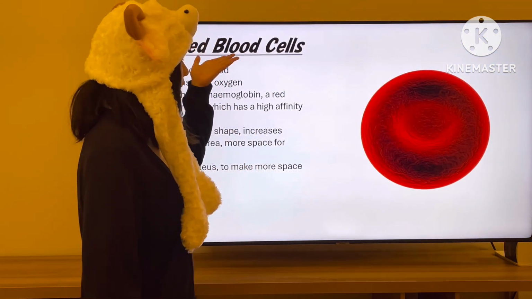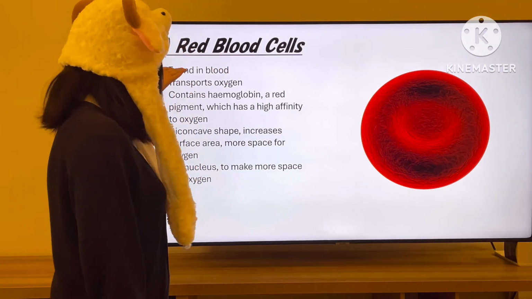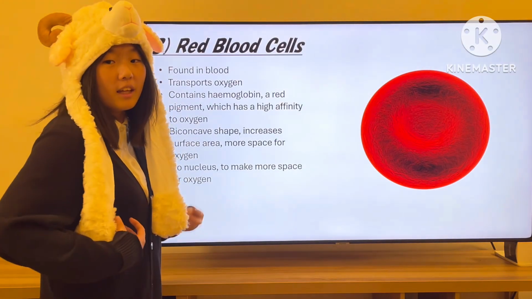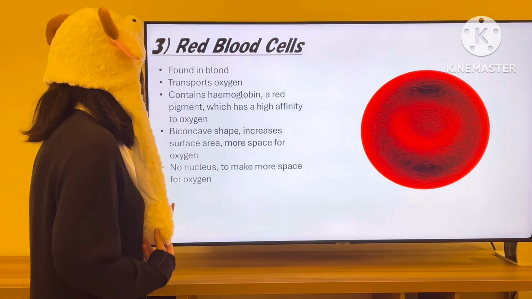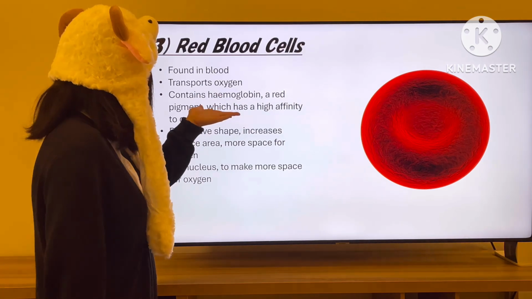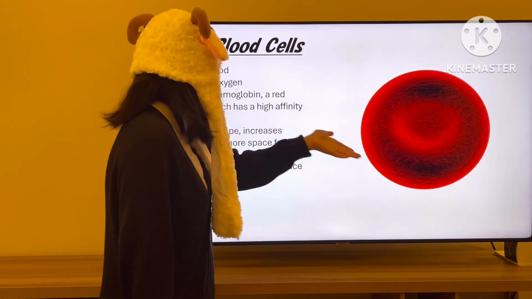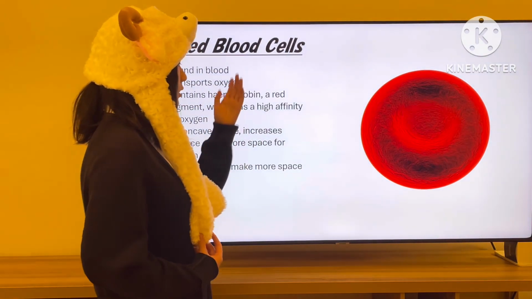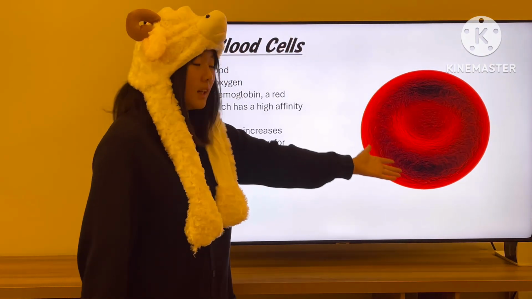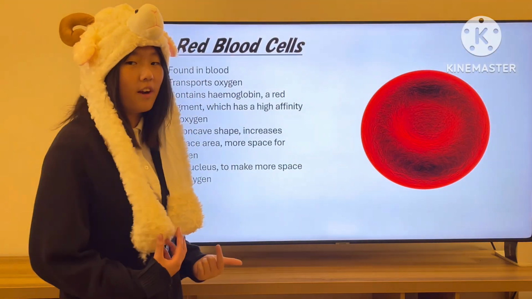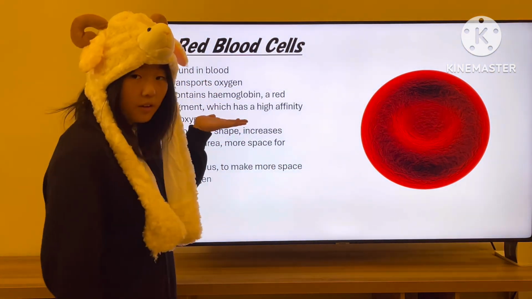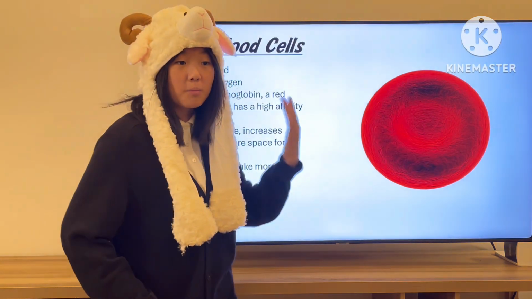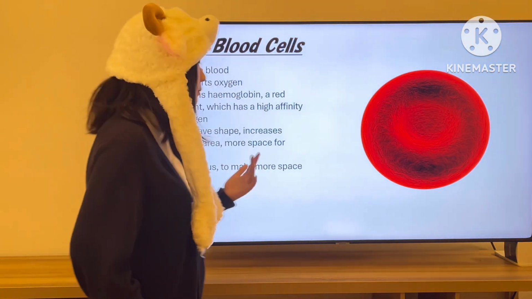The third example is red blood cells. They're found in blood and they transport oxygen around your body so that your body can move around. It contains haemoglobin, which is a red pigment, giving it its red color, and haemoglobin has a high affinity to oxygen, which makes it so that the red blood cells can carry oxygen around. Without haemoglobin, or not enough, the red blood cells wouldn't be able to carry oxygen and your body wouldn't get enough oxygen at all.